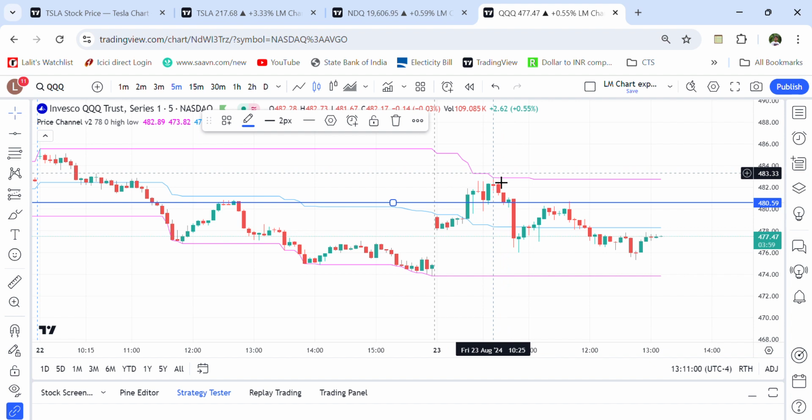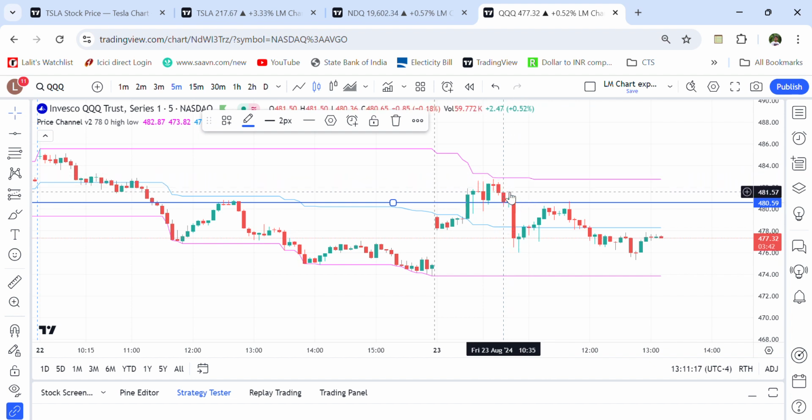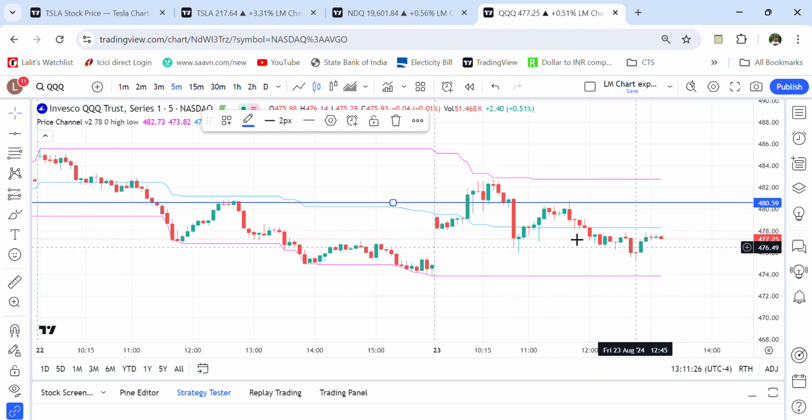Your stop loss is just the next step of the price channel over here. Maybe 483.33 would have been my stop loss, and I'm entering my trade at 480.6. That's like a $2.50 stop loss. You may not need that much, but I'm saying it just for understanding. It will help you take a trade on the put side from the resistance zone, and on the call side from the support zone.